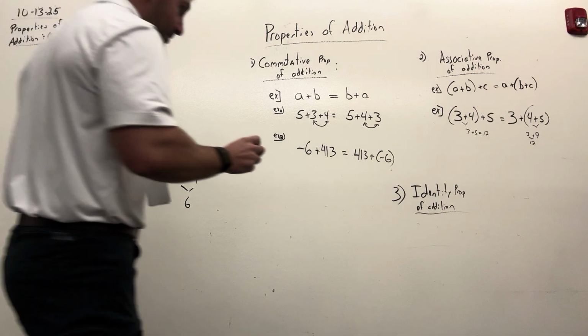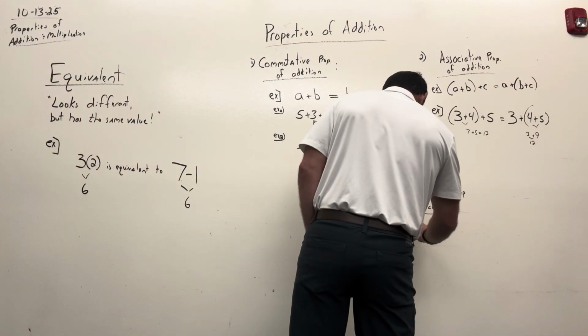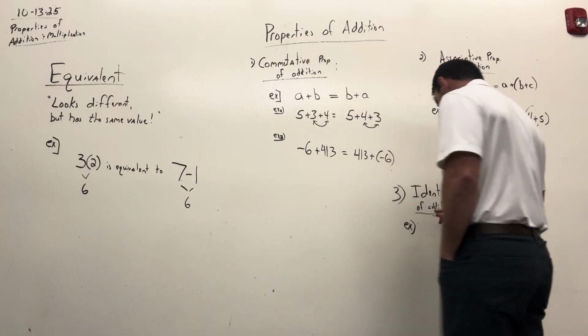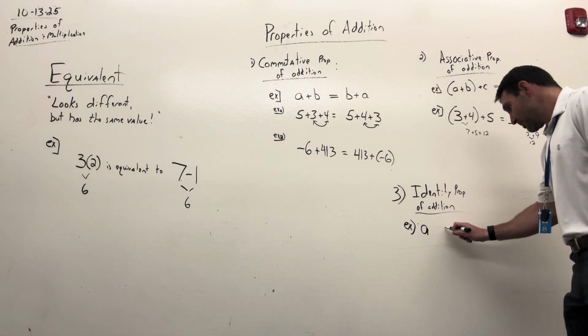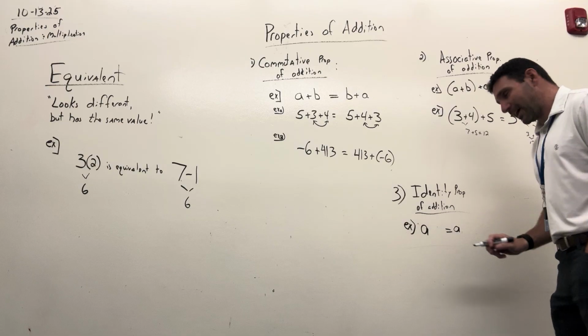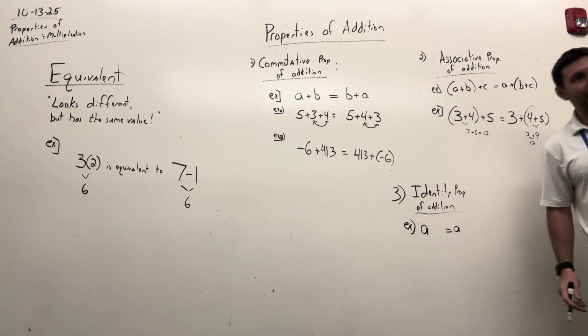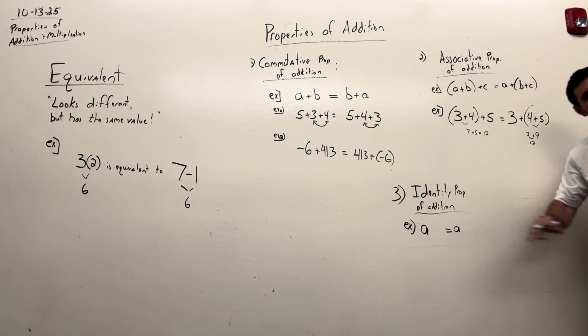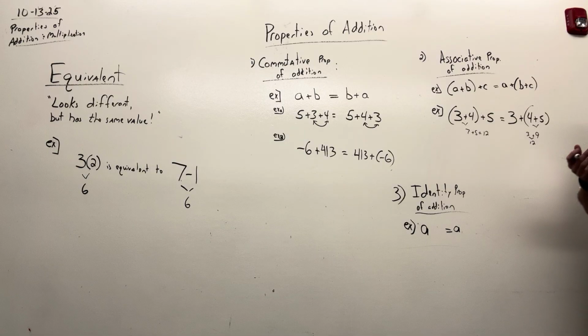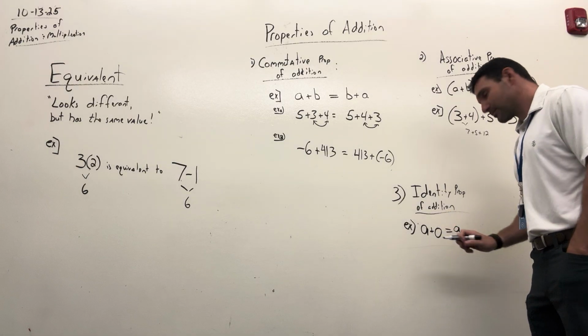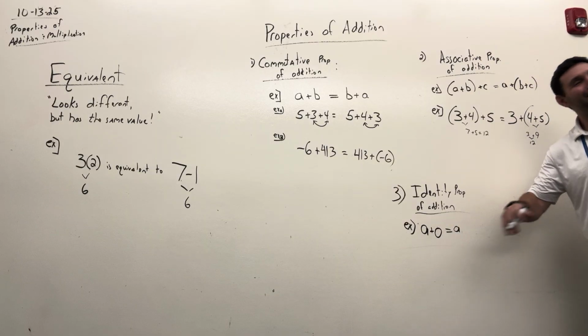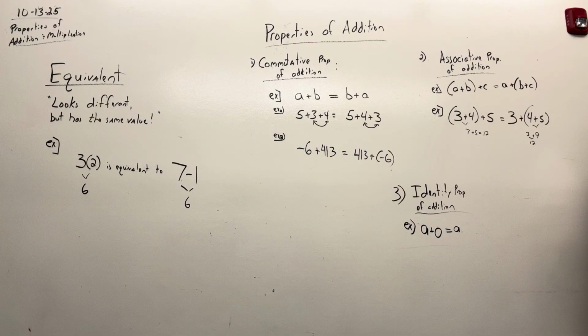This says, here's Annie. This is her identity. She wants to keep her identity. Her identity needs to stay Annie. What's the only thing that I can add to you so that you stay the same? What's the only number? Zero. If I add nothing to you, you're the same person.